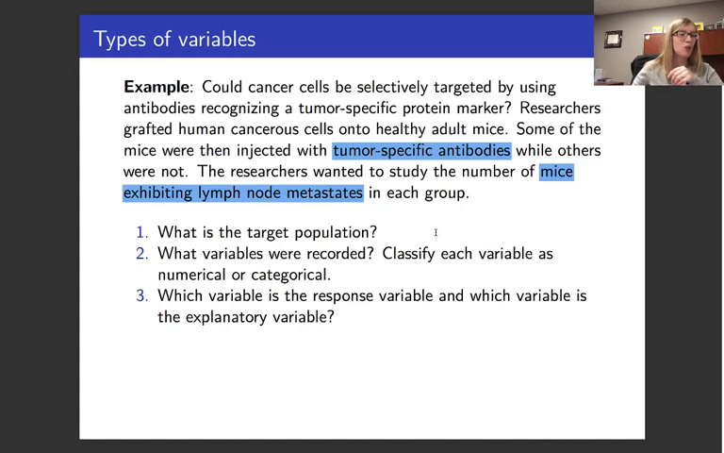For each mouse, we're recording whether or not they were injected with the tumor antibodies, yes, no, and whether or not they exhibited signs of cancer, yes, no. So we have two categorical variables. Now our response variable, what we're most interested in, is probably whether or not the mice are exhibiting signs of cancer. We think that whether or not they have been injected with the tumor-specific antibodies would help us explain that. So our explanatory variable is going to be whether or not they have been injected with the tumor antibodies. So there we go.